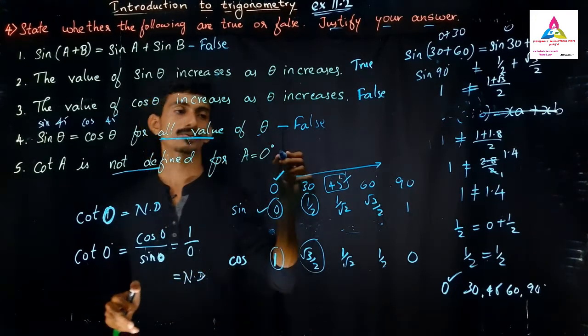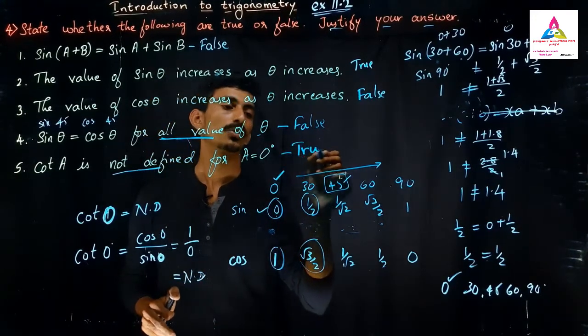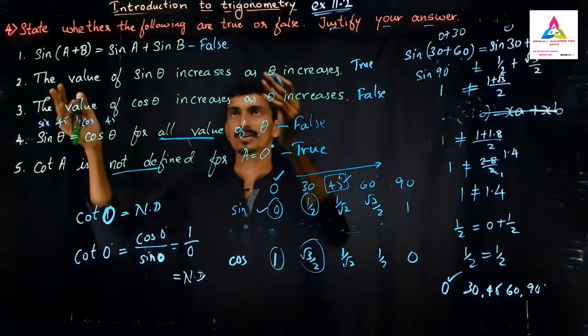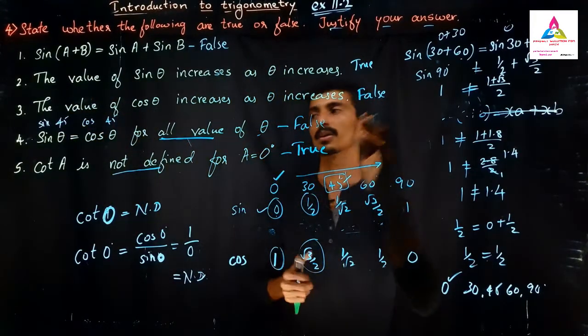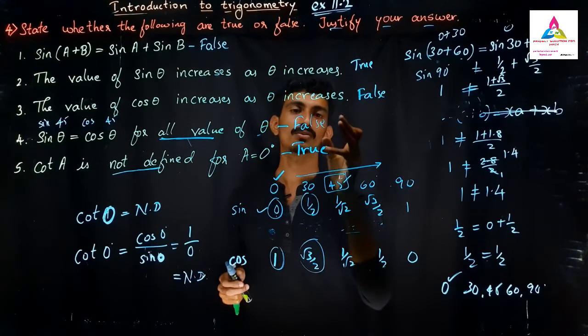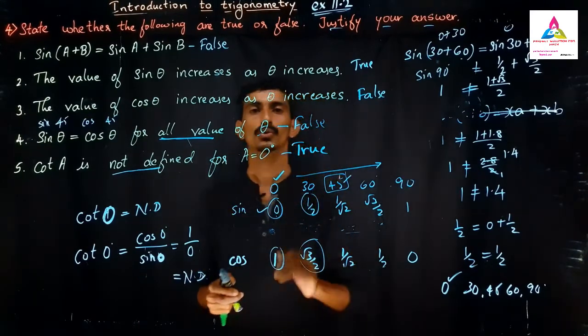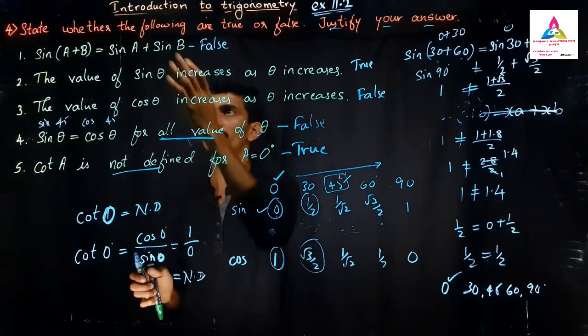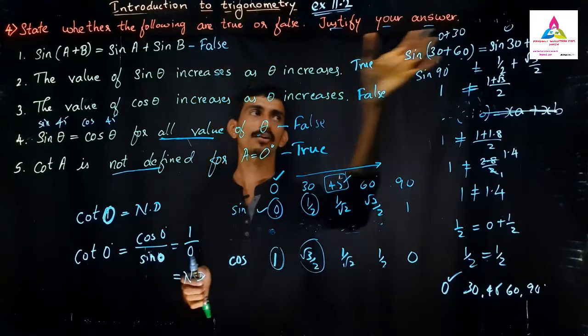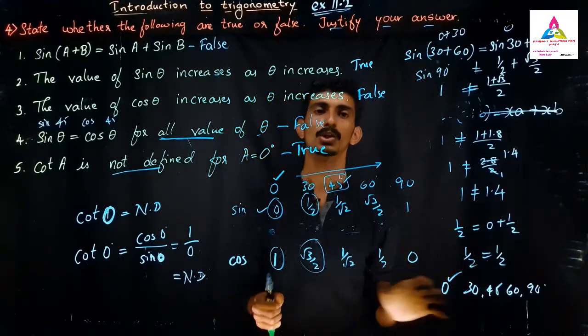So this last one is true. Obviously the first one false, second one true, third one false, fourth one also false, and the fifth one true. So these are the 5 questions which I had to find as true or false, and I have already given the justification also. So this is our answer.